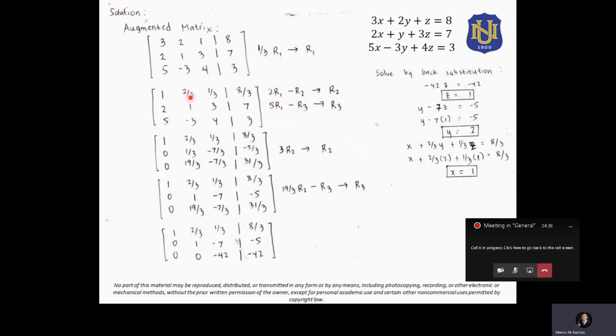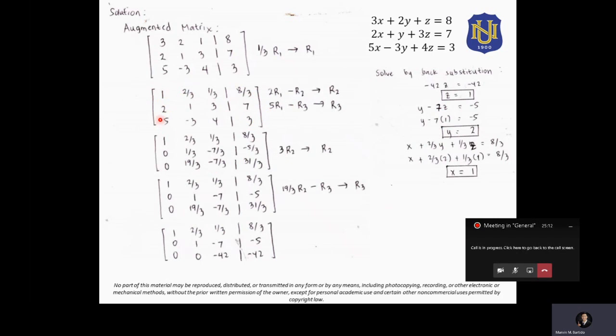Ganun din, 2 times 2/3, minus 1, it will give you 1/3. And then, 2 times 1/3 minus 3, so it will give you negative 7/3. And then 2 times 8/3 minus 7, it will give you negative 5/3. So that will be the new row 2. Yung row 1 natin, it's still the same, ha? Ayun.